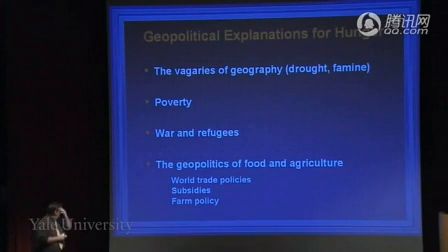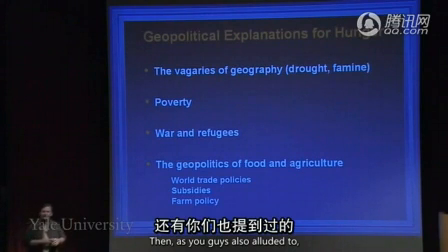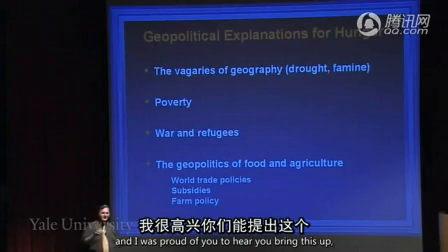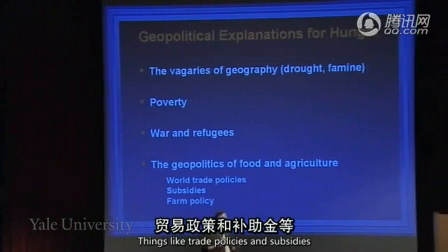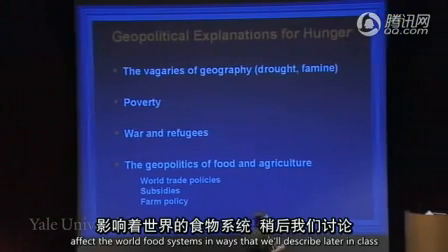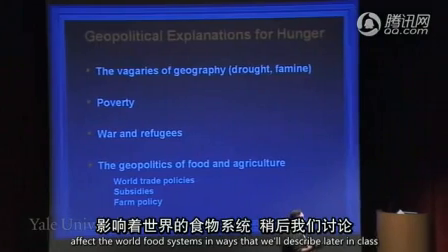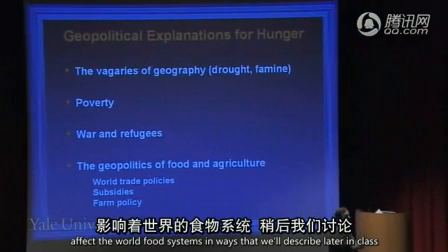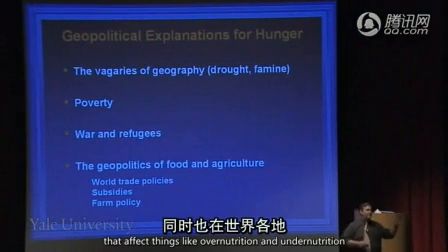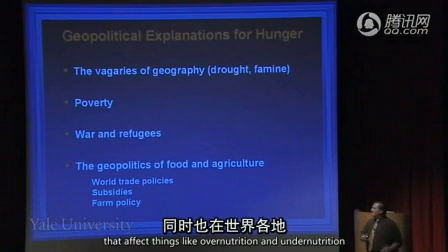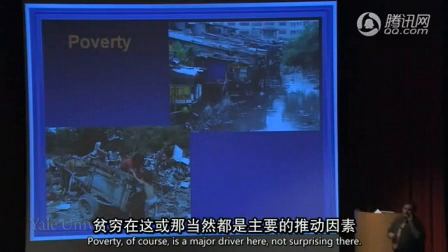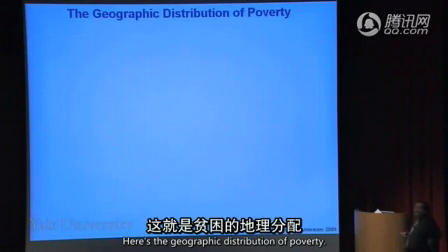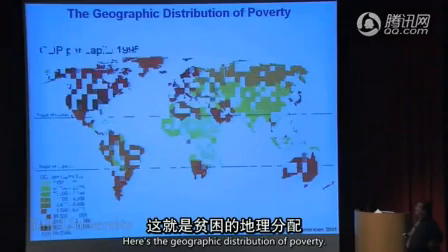And then, as you guys also alluded to, and I was proud of you to hear you bring this up, the geopolitics of things like trade policies and subsidies affect the world food systems in ways that we'll describe later in class that affect things like both overnutrition and undernutrition in different parts of the world. Poverty, of course, is a major driver here, not surprising there. Here's the geographic distribution of poverty.